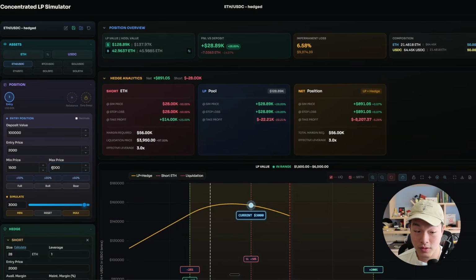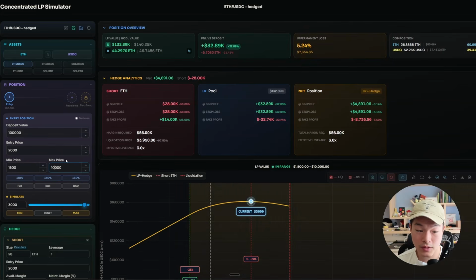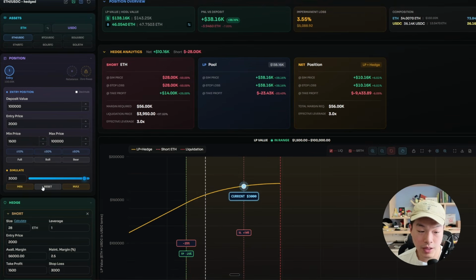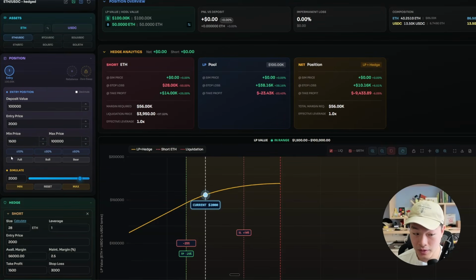What we could also do is bump this max range to, let's say, 100K. That is actually going to switch our equity curve to be really close to a more bullish setup. And let me reset to this $2,000 here. So instead of depositing the min range from 1500 to 6K, we could do, let's say, 1500 to 100K. And then we start at $2,000.